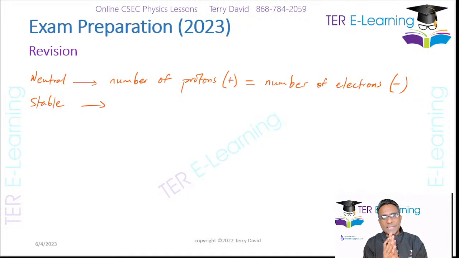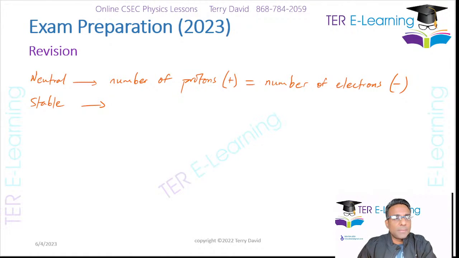Now, the neutrons help in binding the nucleus together. If you have more neutrons than protons, the nucleus becomes unstable. That is why, if you want to perform nuclear fission, you bombard uranium-235 with a neutron and you make it more unstable.